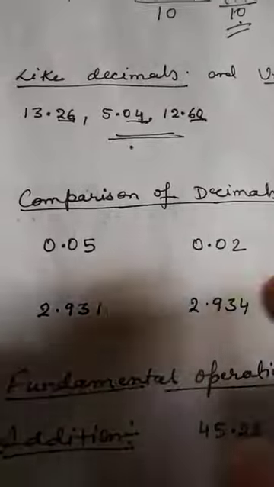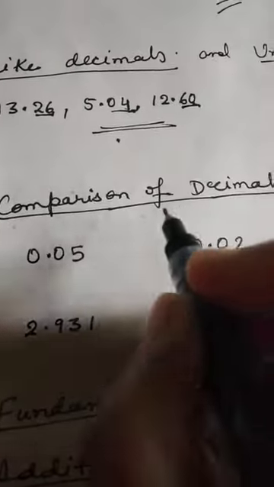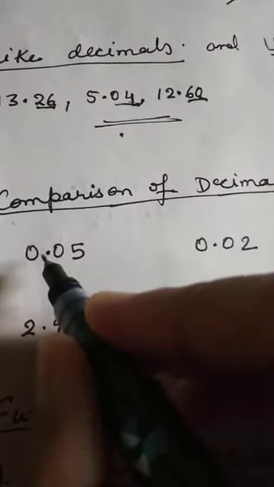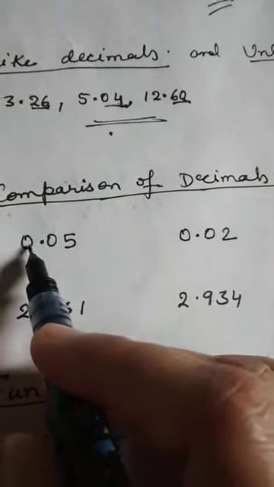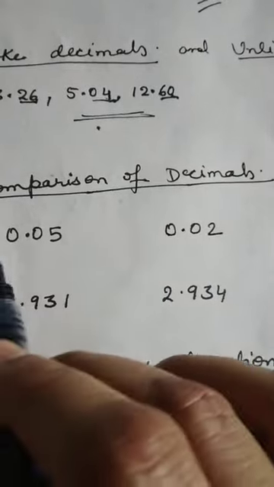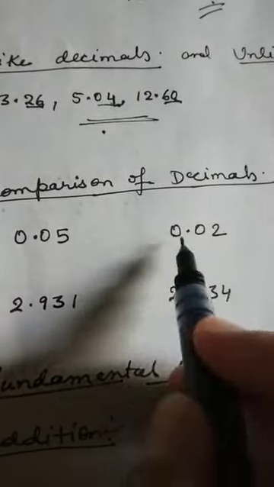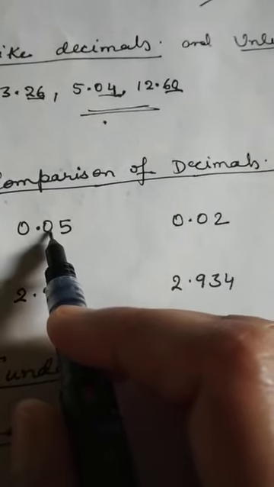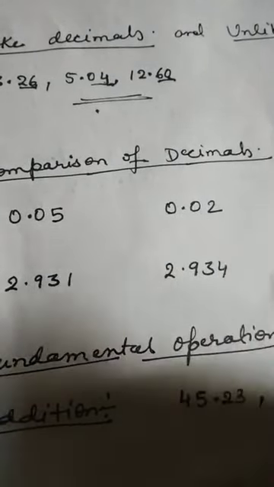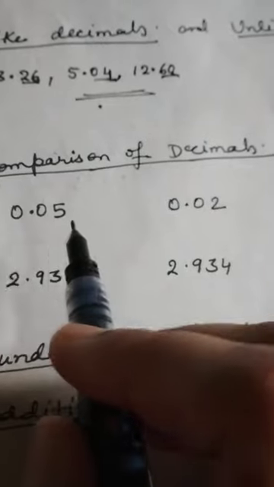It is also easy to compare two decimal numbers. Let's see. First of all, we will compare the whole part. Whole part means just before the decimal. 0, here also 0. So the whole parts are the same. So let's see the decimal part, tens place. This is 0 and this is also 0. So we are not able to decide which is greater.